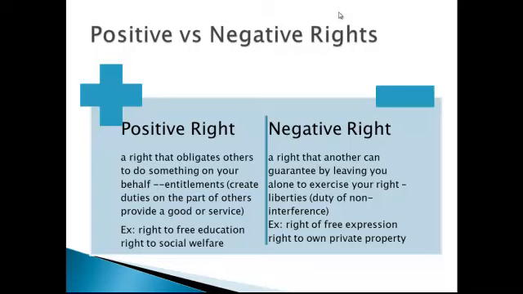A negative right, on the other hand, is a right that another can guarantee by just leaving you alone to exercise your right. Sometimes these are called liberties. Or you can think about it as a duty of non-interference. Some examples are the right to free expression and the right to own private property.